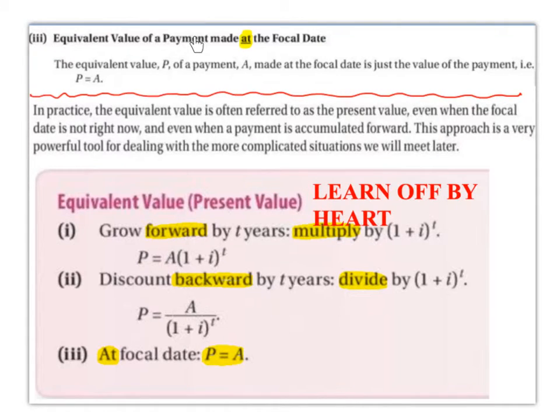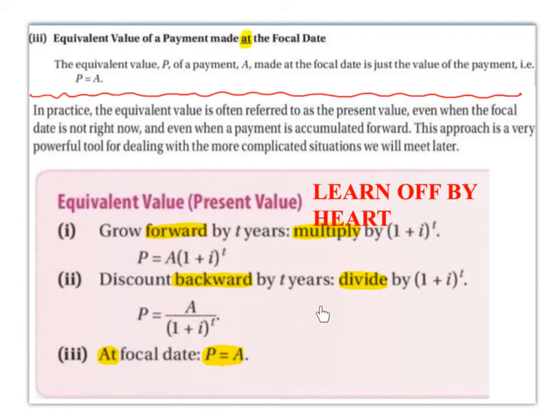Part 3. Equivalent value of a payment made at the focal date. The equivalent value P of a payment A made at the focal date is just the value of the payment, i.e. P is equal to A. In practice, the equivalent value is often referred to as the present value, even when the focal date is not right now, and even when a payment is accumulated forward. This approach is a very powerful tool for dealing with the more complicated situations we will meet later.